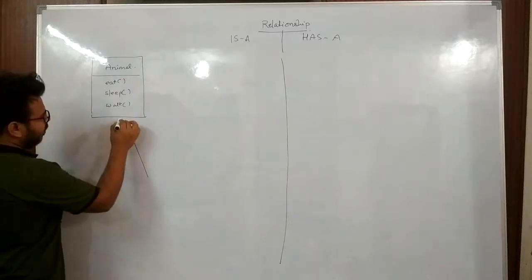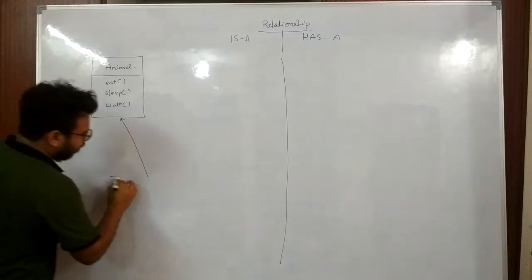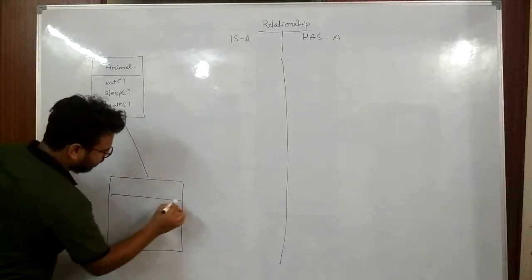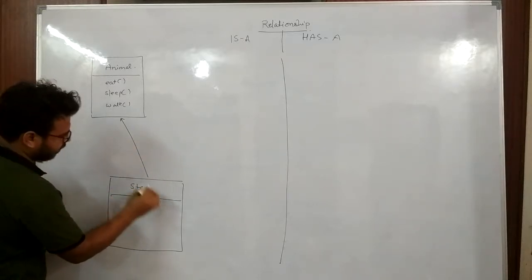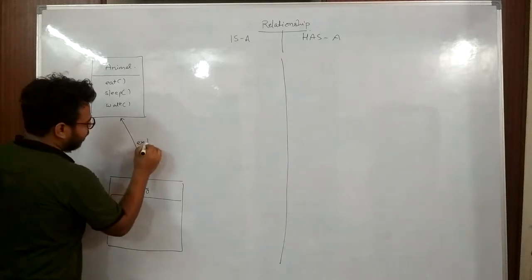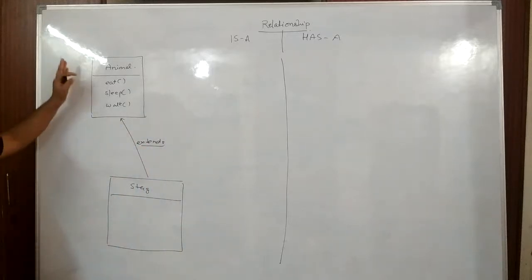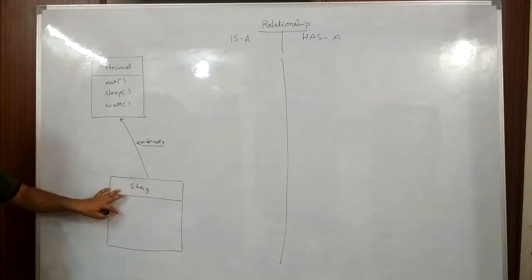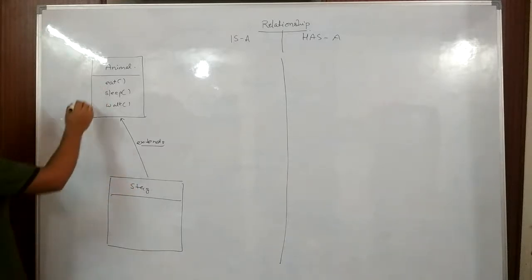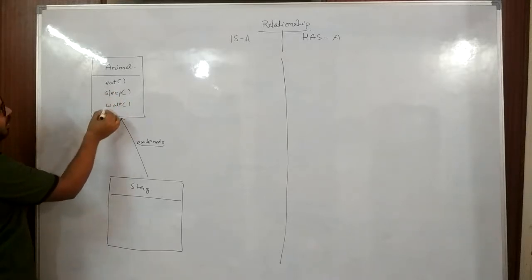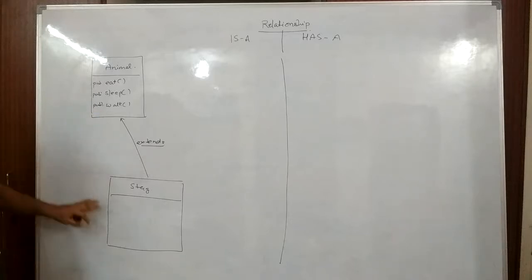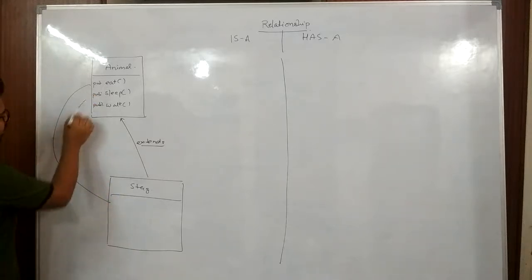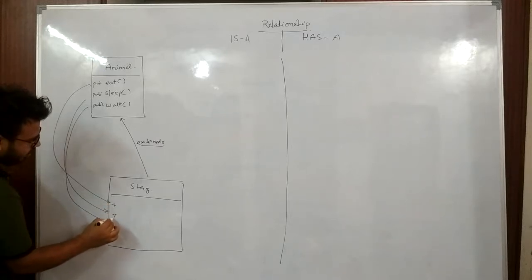Now suppose we have our stag here. Since stag is an animal, it is a subclass. Here is our stag. So when we write public class stag extends animal, what does it mean? It means that these methods, eat, sleep, walk, are all public, not private. So these methods are automatically available to this child, that is stag. So these three methods, eat, sleep and walk, are available to the stag here.